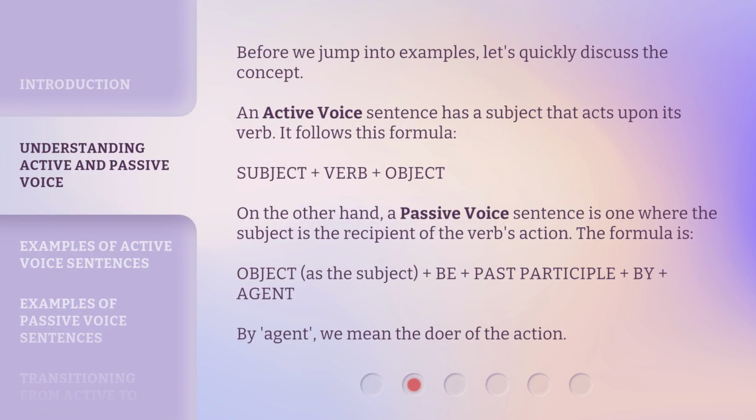Before we jump into examples, let's quickly discuss the concept. An active voice sentence has a subject that acts upon its verb. It follows this formula: subject plus verb plus object. On the other hand, a passive voice sentence is one where the subject is the recipient of the verb's action. The formula is object as the subject plus be plus past participle plus by plus agent. By agent, we mean the doer of the action.